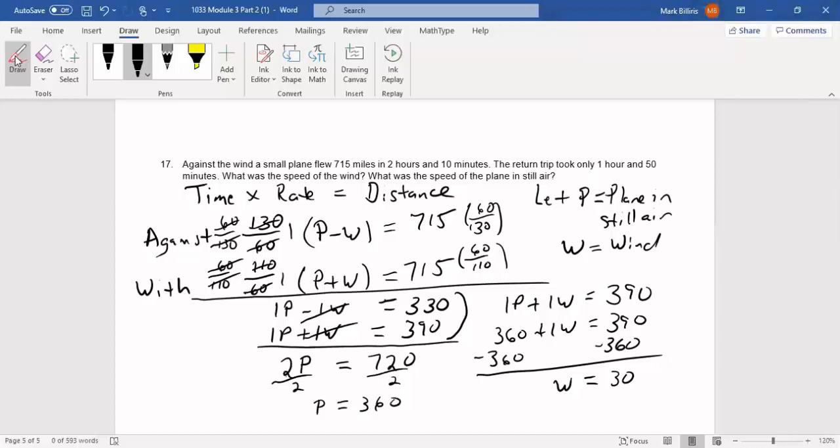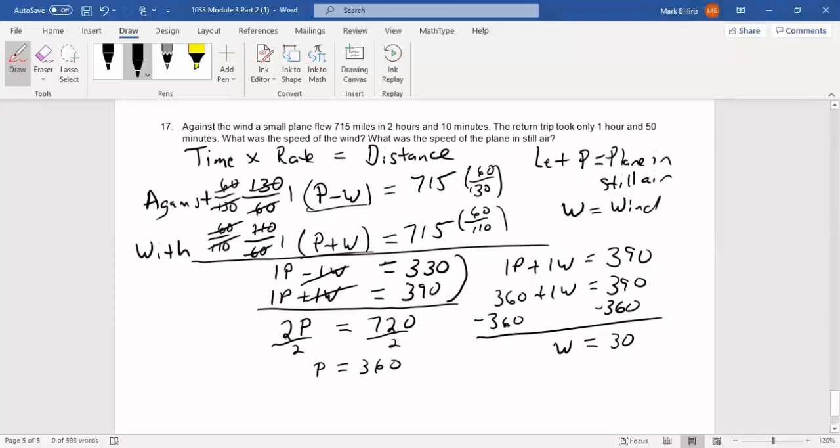Again, my recommendation is when you're setting up the problem, write against and with, write your P minus W and your P plus W, and put in your distance, and then put in your time last. If you follow these steps, it's much easier to solve this type of problem.